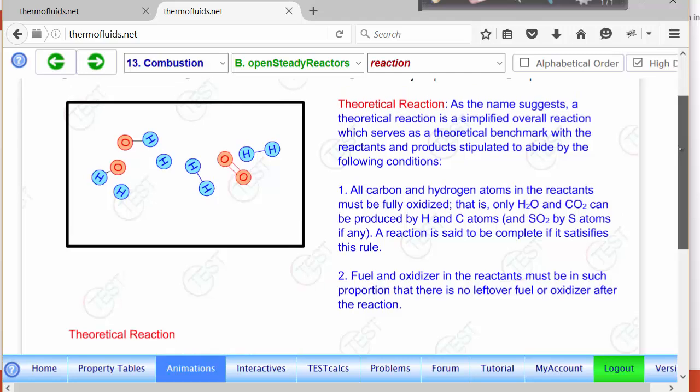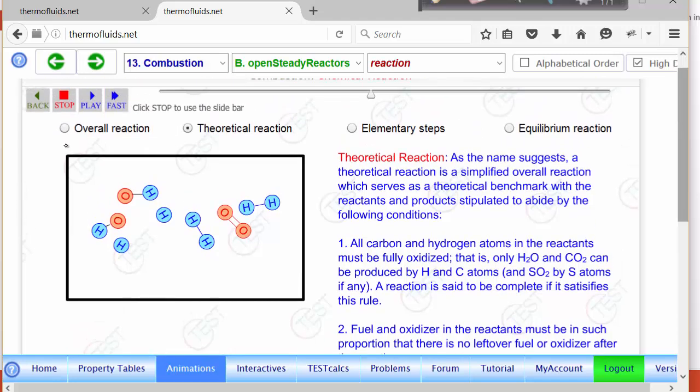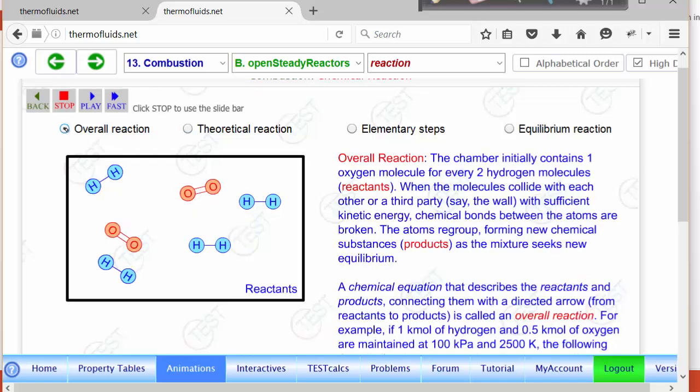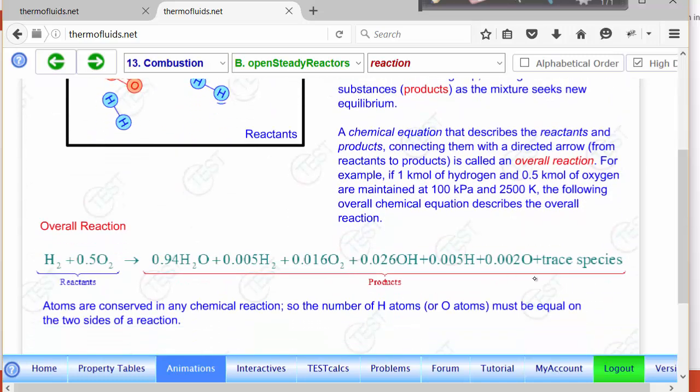On the other hand, theoretical reaction basically produces a baseline. If you know your reactants, generally the reactants are always known. You know exactly what is going into a combustion chamber, and you construct a theoretical reaction by just assuming the carbon is going to CO2, hydrogen going to H2O. So that's quite simple to construct, and it becomes a baseline reaction. Whereas the overall reaction that we showed in this case is definitely not a theoretical reaction.